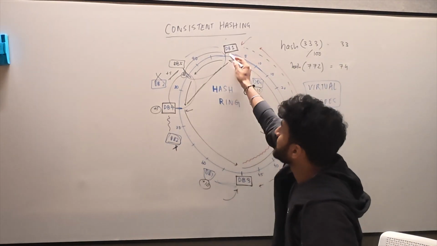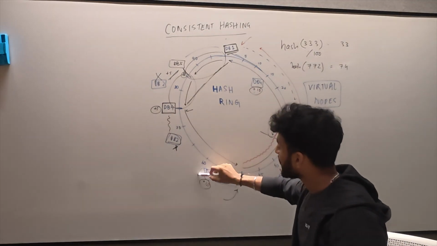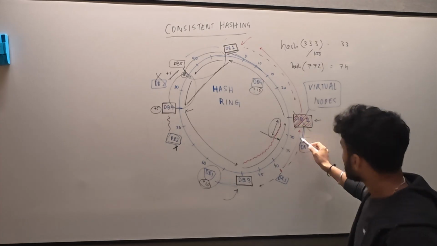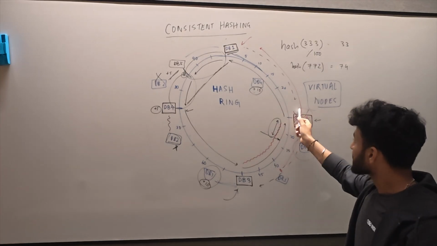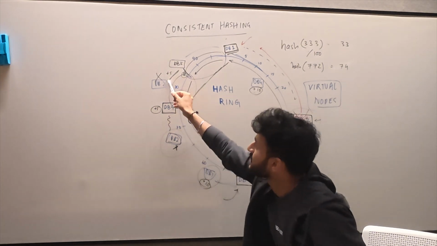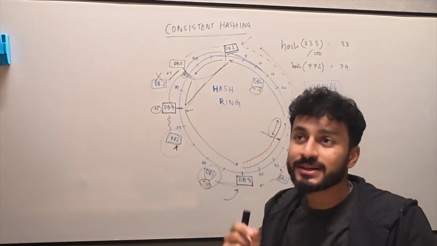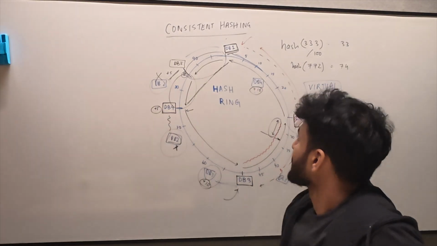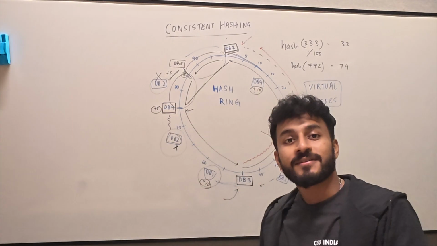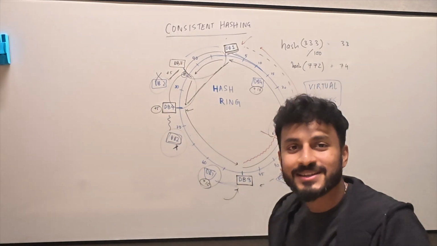The real node of DB1 is here, but there's a virtual node, a virtual pointer of DB1 somewhere here. DB2 is actually here, but there are virtual pointers here. So these are called virtual nodes. These are not the actual nodes, but they are pointers to those nodes. So that's the concept of consistent hashing, and that's about virtual nodes.